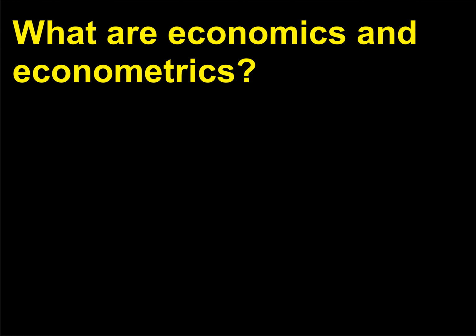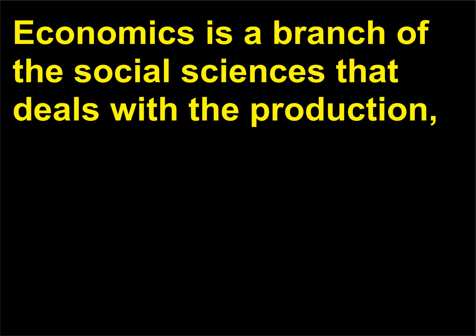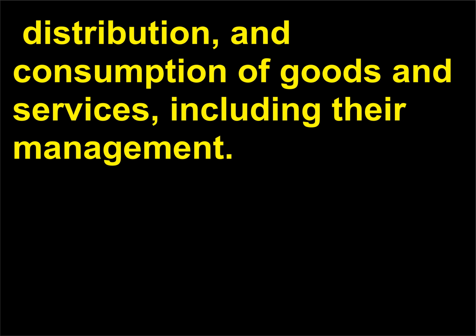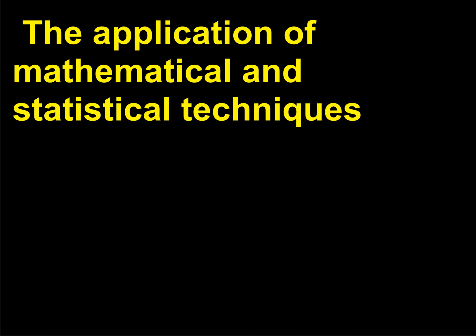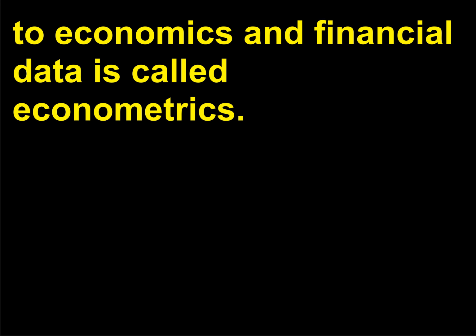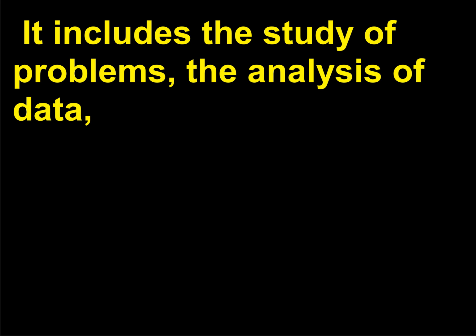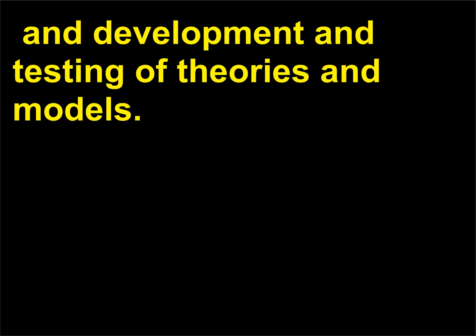What are economics and econometrics? Economics is a branch of the social sciences that deals with the production, distribution, and consumption of goods and services, including their management. The application of mathematical and statistical techniques to economics and financial data is called econometrics. It includes the study of problems, the analysis of data, and development and testing of theories and models.